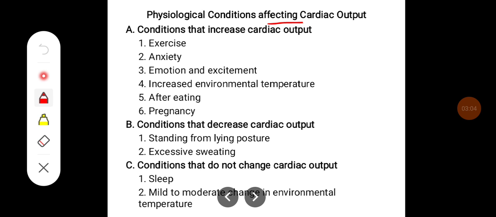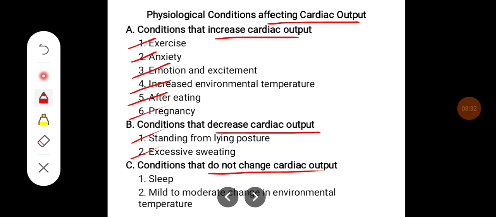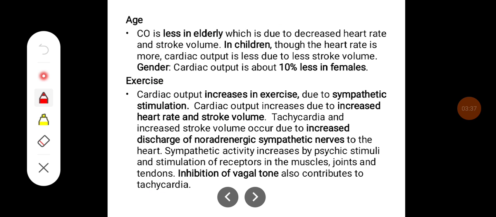Physiological conditions that affect the cardiac output. There are conditions which can increase the cardiac output. They are exercise, anxiety, emotion and excitement, increased environmental temperature, after eating, and pregnancy. Some of the conditions that can decrease cardiac output are standing up from a lying down posture and excessive sweating. Conditions that do not change the cardiac output are sleep and mild to moderate change in the environmental temperature.